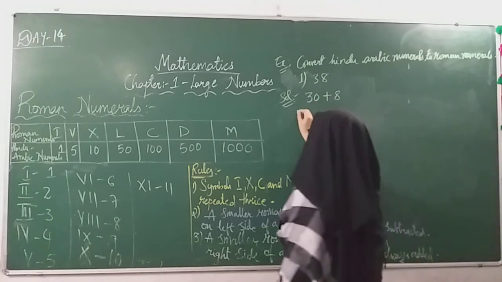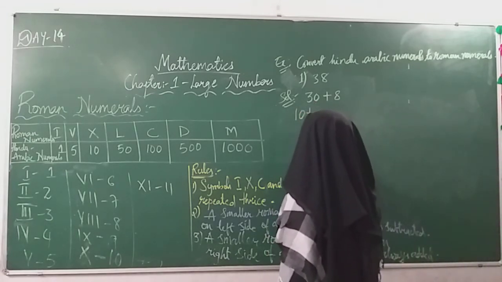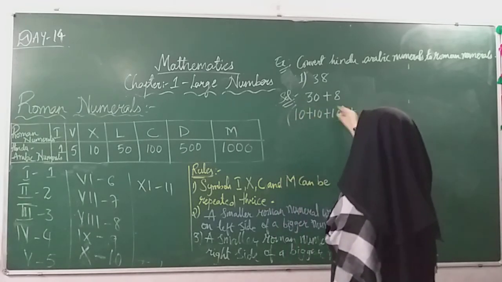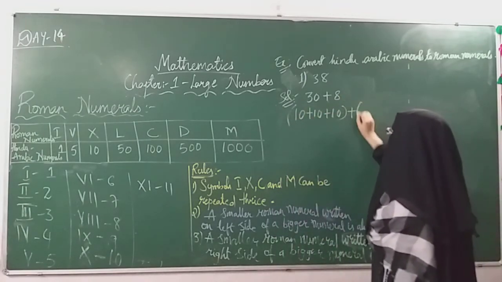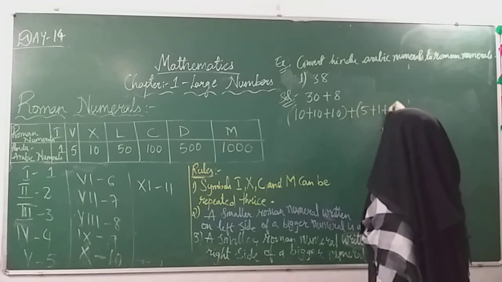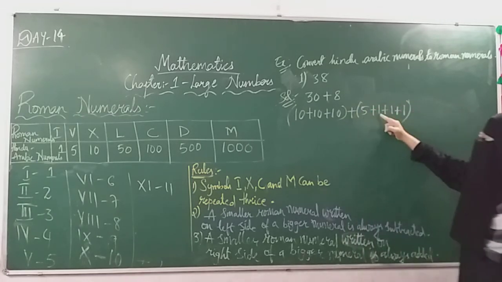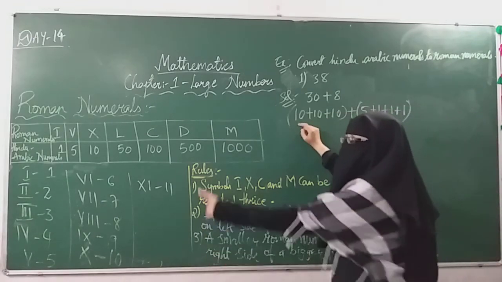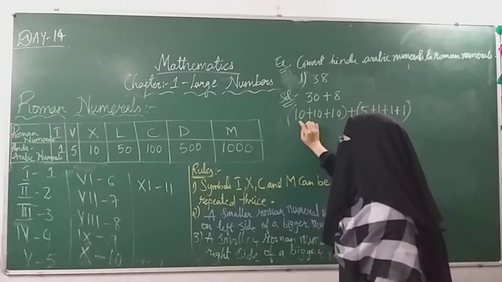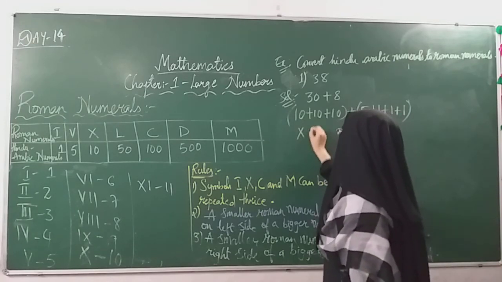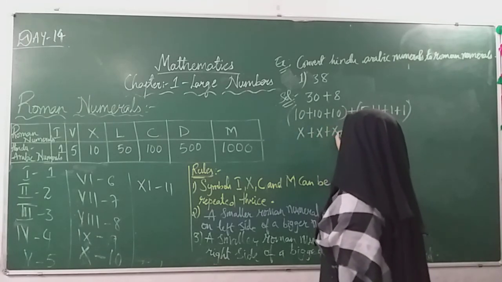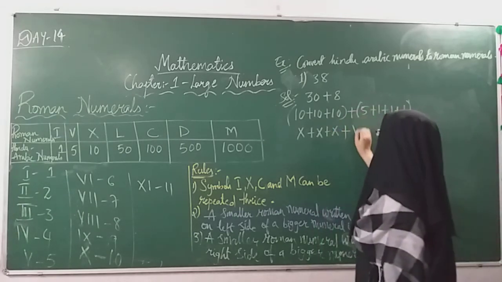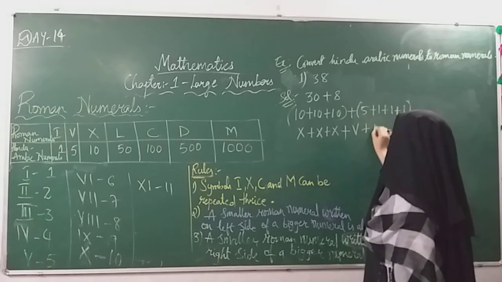For 30, we can separate again: 10 plus 10 plus 10. For 8, we can write 5 plus 1 plus 1 plus 1. 5 plus 1, 6, 6 plus 1, 7, 7 plus 1, 8. For 10, what is the Roman numeral? It is X. I am writing X plus X plus X. What is the Roman numeral for 5? V. What is the Roman numeral for 1? I.